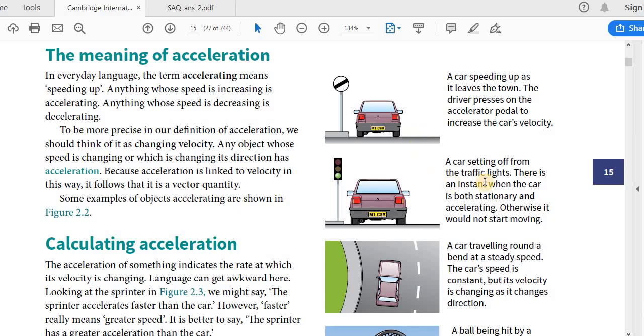accelerating. Then over here, a car setting off from the traffic lights, there is an instant when the car is both stationary and accelerating. Now if an object is stationary, it can also be accelerating. Again, this is something that students don't understand properly. Let's say you throw something up. Here we have again an example of a projectile. When you throw something up, it will reach the highest point, and at its highest point the vertical velocity is 0.